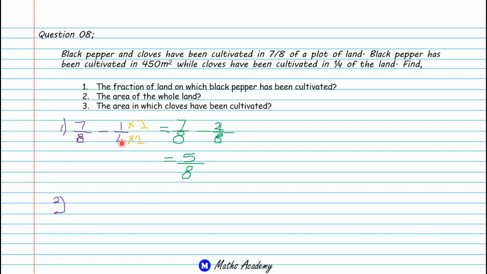Total area is 8 over 8. So 1 over 8 equals 450 divided by 5, that is 90 meters square. So 8 over 8 equals 90 multiplied by 8, that is 720 meters square. So now let's do that.